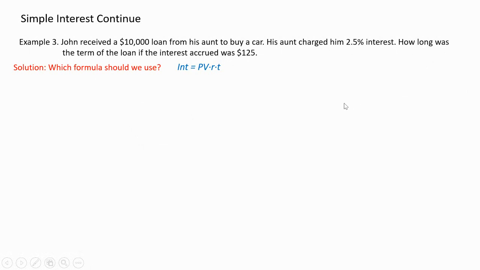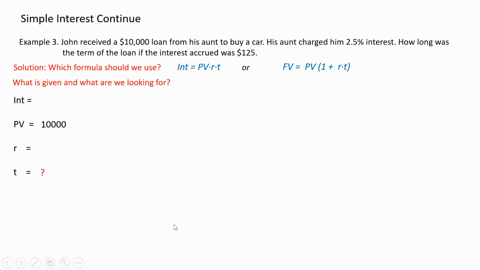How long means time. So we can use either Int equals PV times r times t, or FV equals PV times (1 plus r times t). Because we're looking for time, we can use this one, because check this out. John received $10,000, that's how much John received from his aunt to buy a car. His aunt charged him 2.5% interest. So this interest is my Int, because that's how much extra he's going to be paying. Again, I just explained what's given and what to look for. So here, we're looking for time, which is how long the loan was for.